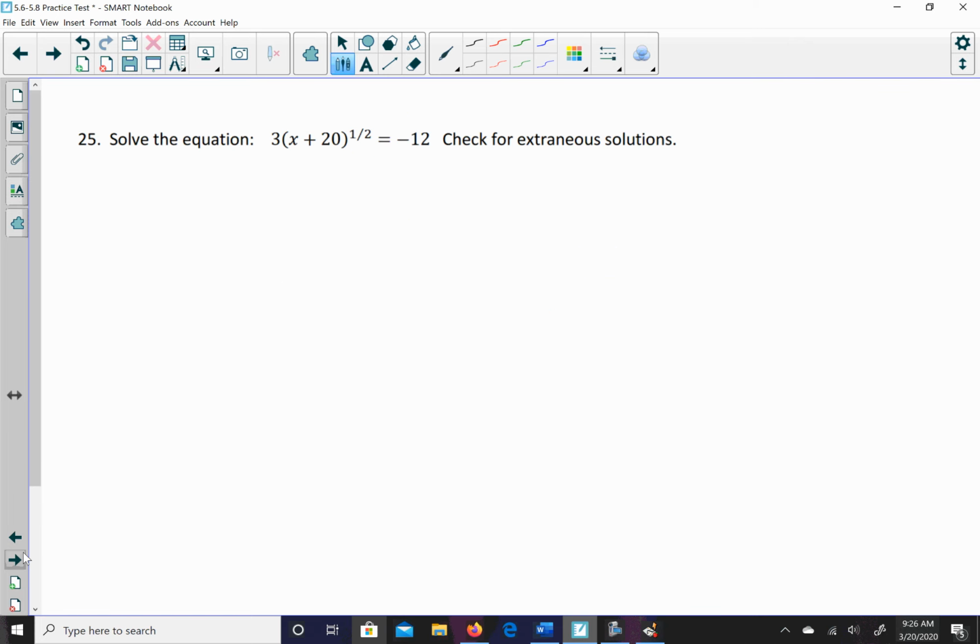Solve the equation. Again, before I can take care of this fractional exponent, or before I can take care of the radical, it has to be on one side by itself. So this 3, I'm going to have to divide both sides by 3 so that this is isolated on one side by itself. When I do that, I have x plus 20 raised to 1/2 power is equal to -4.